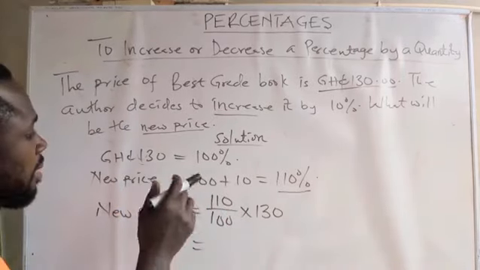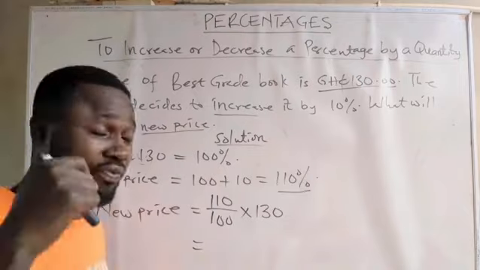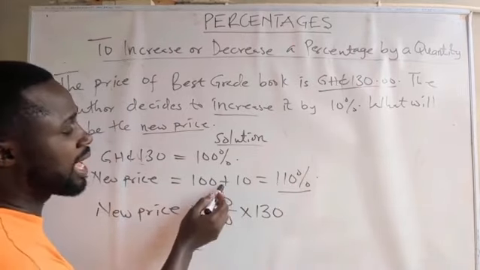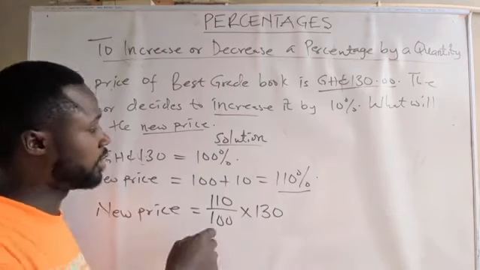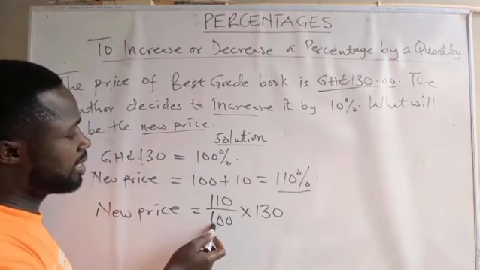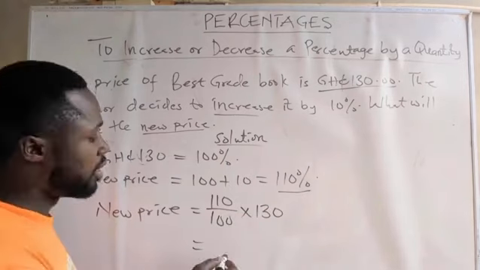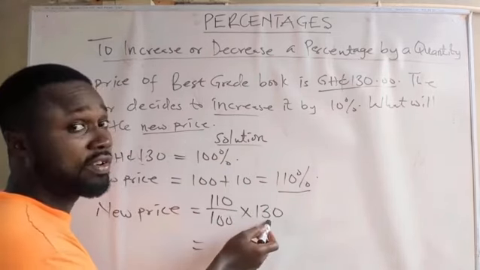Listen again. The percentage you are looking for, its value, always becomes the numerator. And the percentage whose value is known, the value of 100%, becomes the denominator, and you multiply by that particular value. So always the percentage here corresponds to the value here.